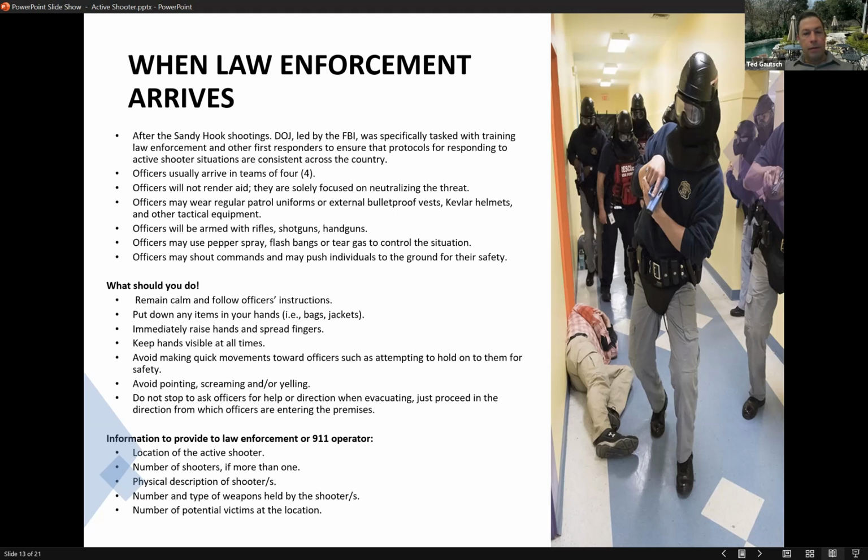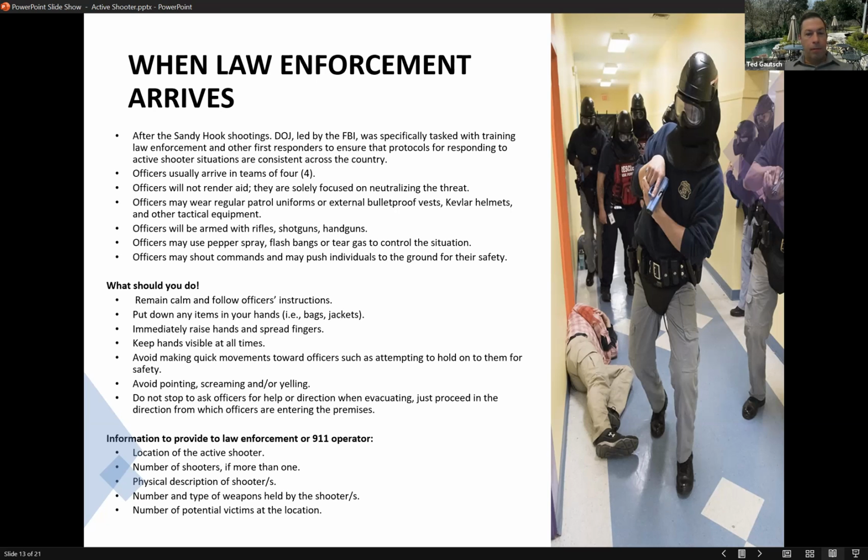They're going to be armed with guns. Obviously, they're going to have everything they need, flashbangs, tear gas, and they're going to be making a lot of noise. But basically, they're going to push through the scene to get to the shooter. So what you do is you keep your hands where they need to be, out in the open, and just trust in the fact that someone's going to be back to help.